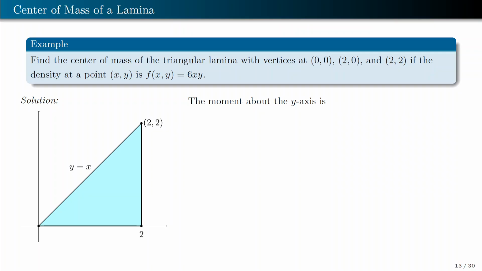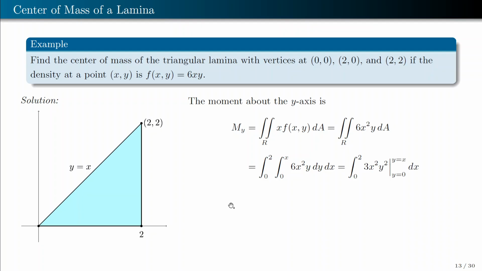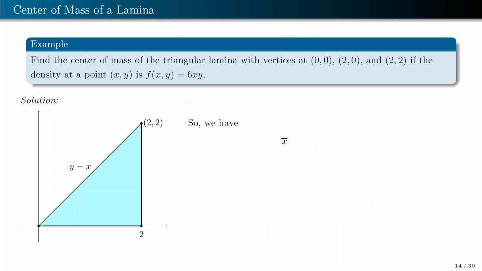Next, the moment about the y-axis is given by this formula. It's almost the same as before. We multiply x by f of xy, so 6x squared y. We get the double integral of that over this region, with the same bounds. Integrating, then integrating again, we get this m sub y. So we now have m sub x and m sub y. Then we just combine all of those to find the center of mass.